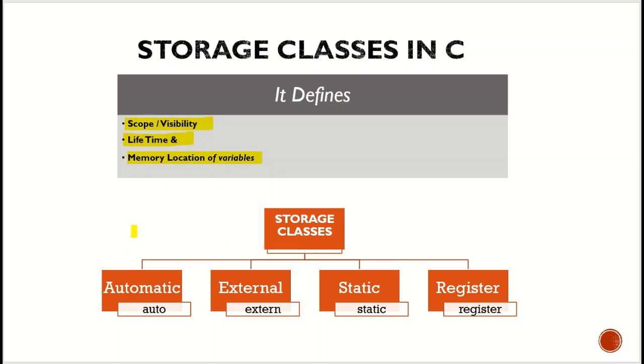The four classifications of the storage classes are automatic, external, static and register. Below are written the keywords used for all these. Automatic is auto, external is extern, static is static and register is register storage class. We shall see all these in detail.